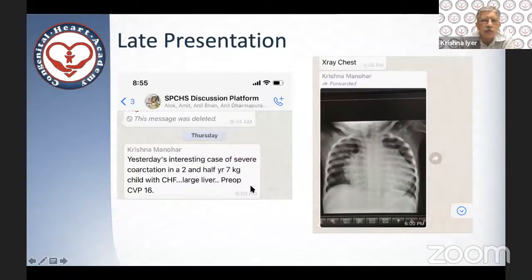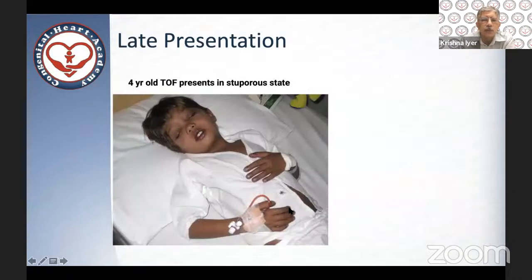Just to give one example of some of the issues which would never be seen in the high-income countries. This is a case of a child who is 2.5 years old, weighs 7 kilograms, in congestive heart failure, has a huge liver and a pre-op central venous pressure of 16, and that's the X-ray. And this patient, what is the diagnosis? It's just a severe coarctation, and he undergoes a coarct repair, of course, with the regression of all this. But this is really advanced pathology.